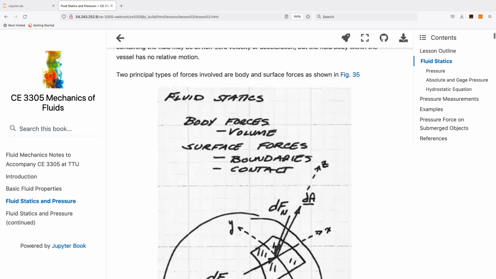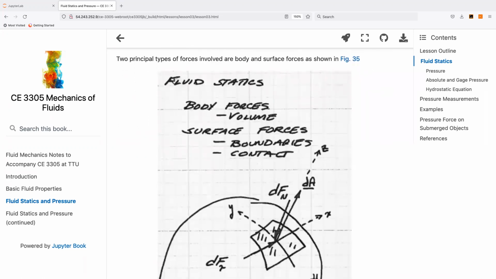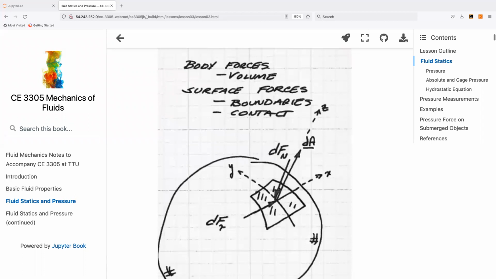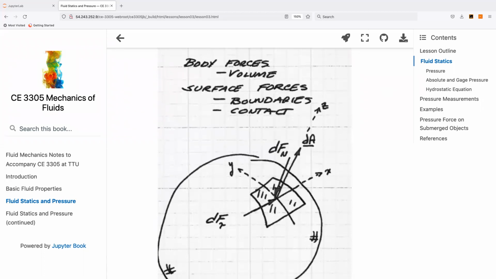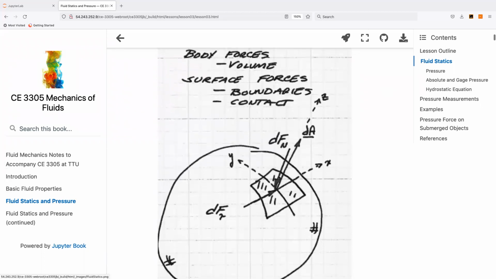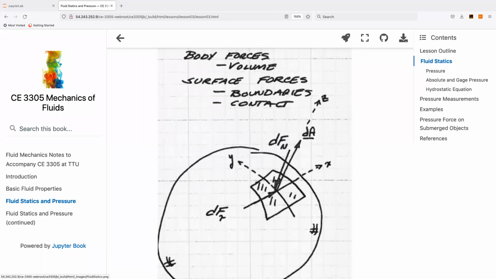There are two principal types of forces that we are involved in: body forces and surface forces. Body forces are forces that are spread throughout the body, and surface forces are the forces that your pet produces on you when it tries to make bread out of your body. So you can get them both together.